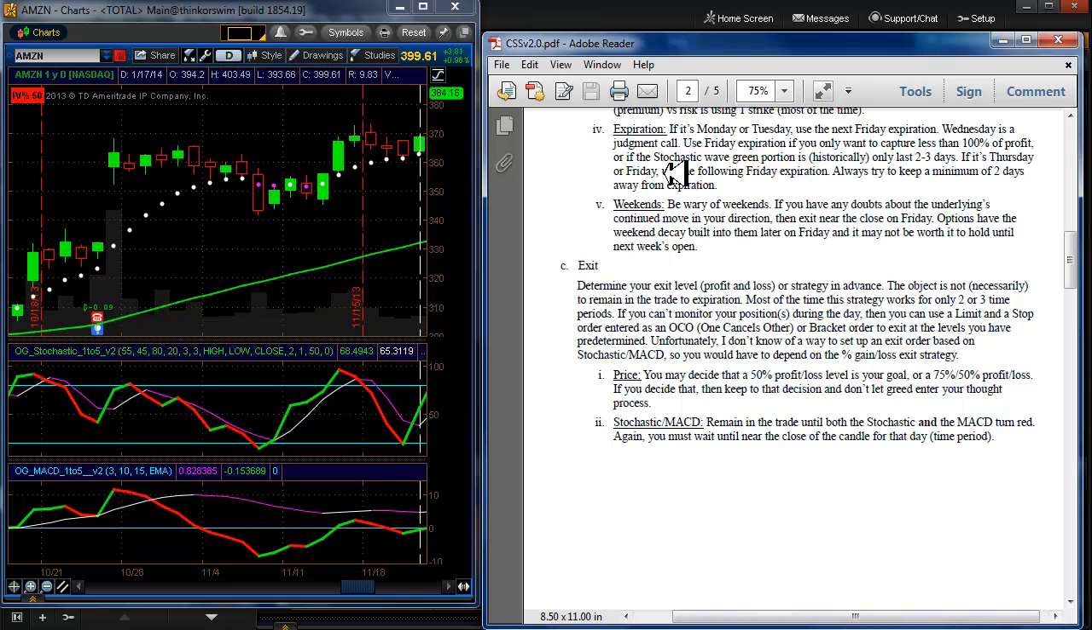If it's Thursday or Friday, use the following Friday expiration. Always try to keep a minimum of 2 days away from expiration. So Thursday is only 1 day away from expiration. So if you use that, the coming Friday's expiration, Wednesday is 2 days.